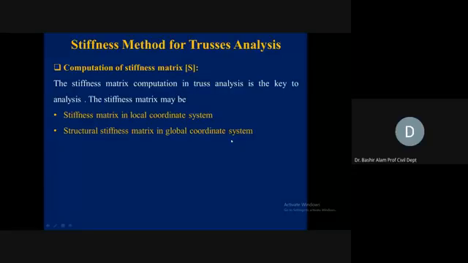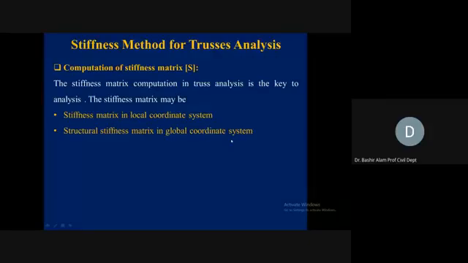What is a local coordinate system and what is a global coordinate system? Local coordinate system is one in which we take the x-axis along the axis of the member, along the length of the member. So when the member orientation changes, the local axis also changes. For different members, we have different local axes. For each member, we have a separate local axis, and perpendicular to the length of the member, we have the y-axis of the member.